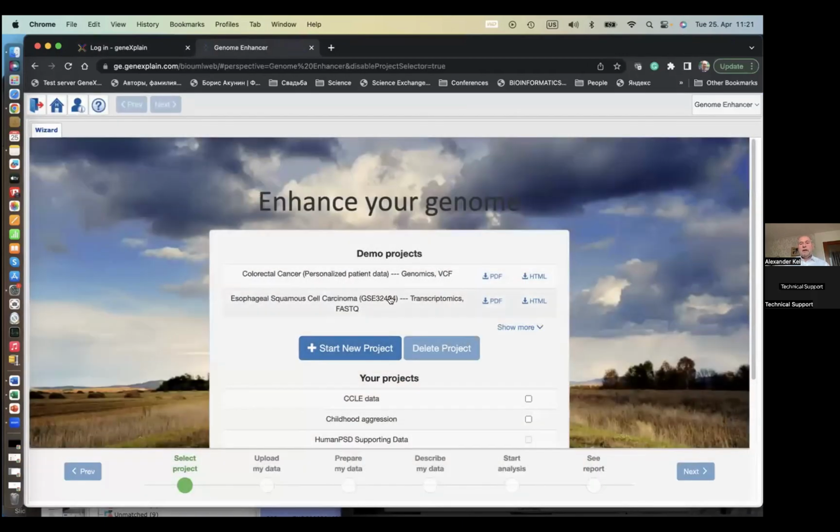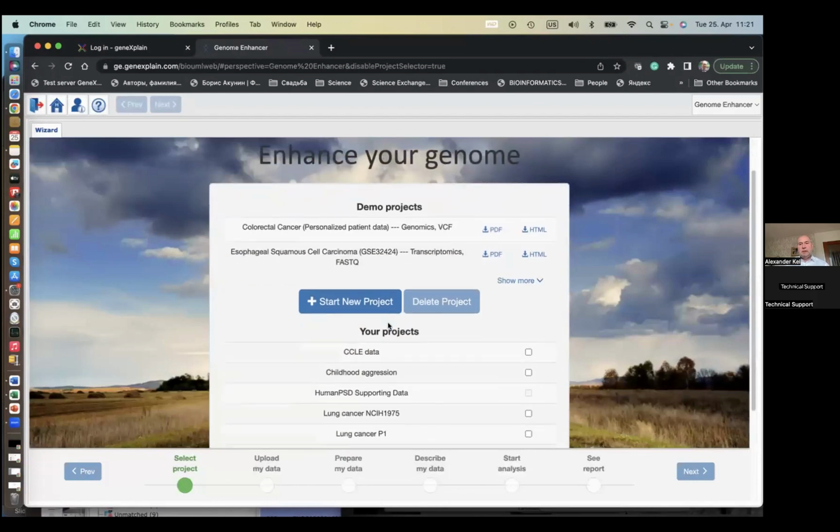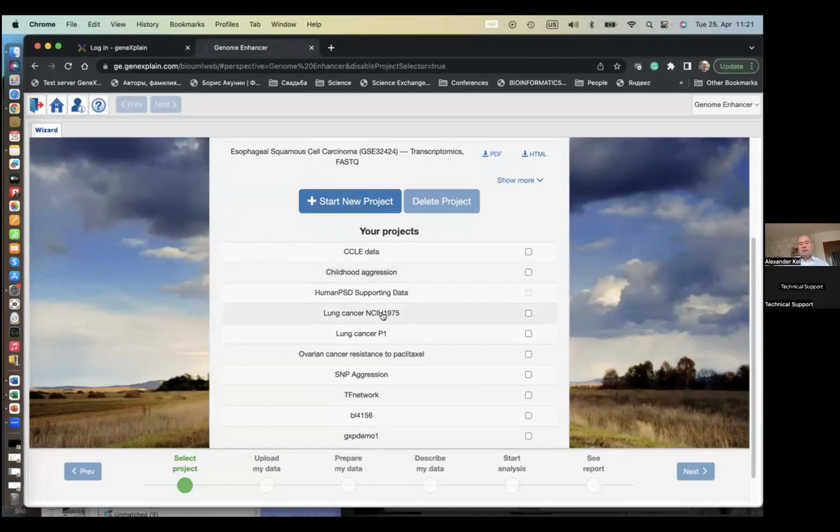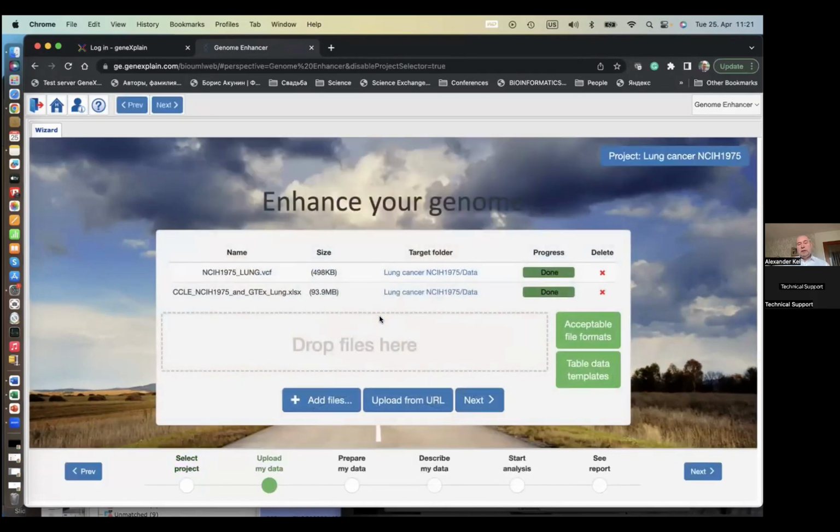So you see that interface, which you've seen on the slides. And here are my projects. Today I will talk about one particular project, which is devoted to lung cancer. And I took the data from a cell line. Here you see the name of that cell line.